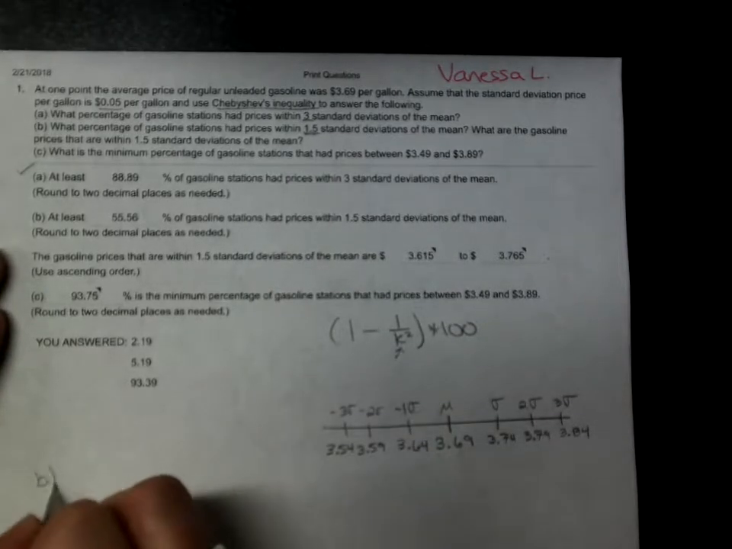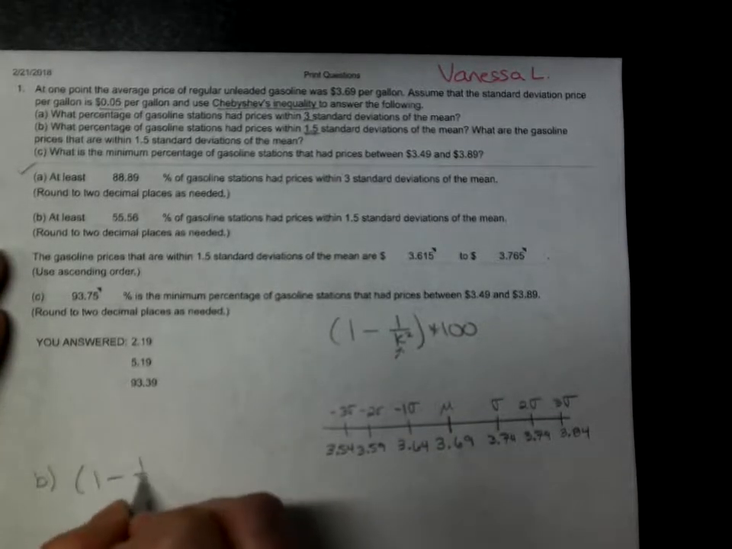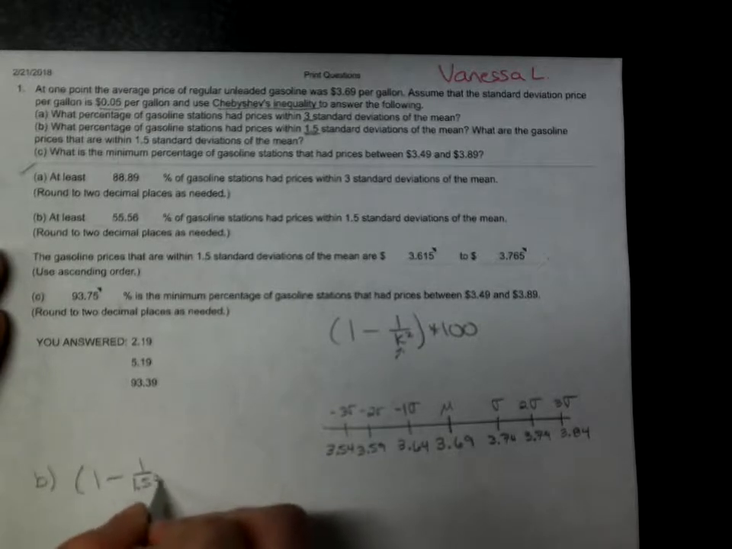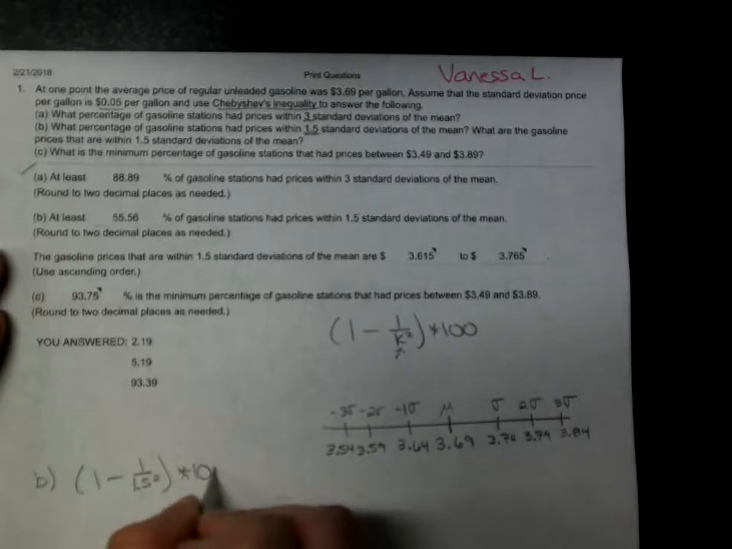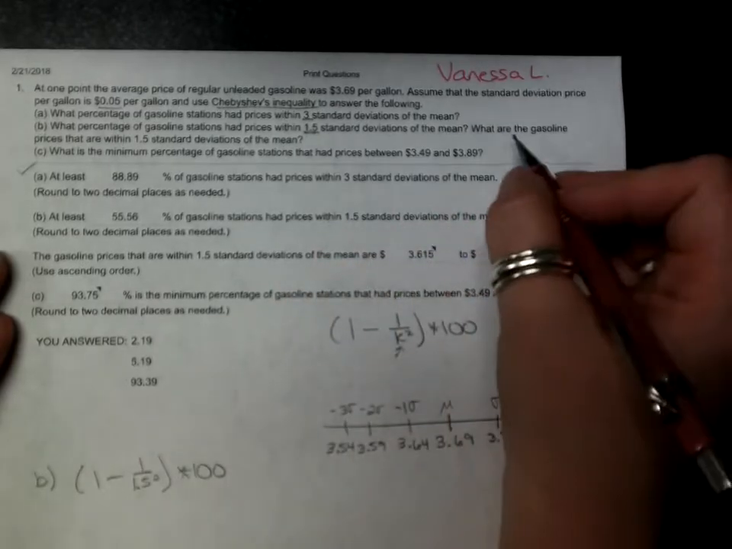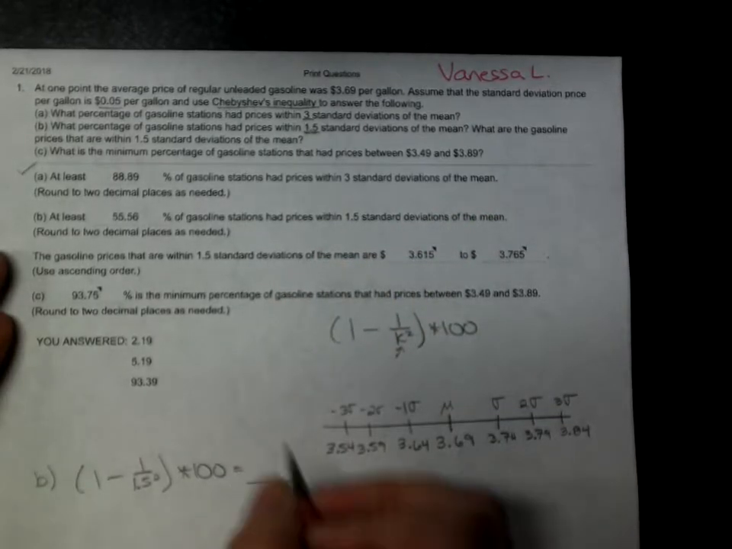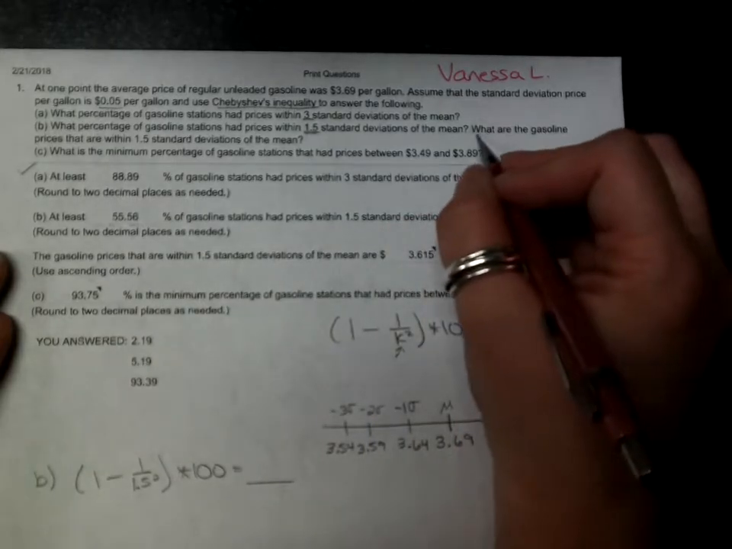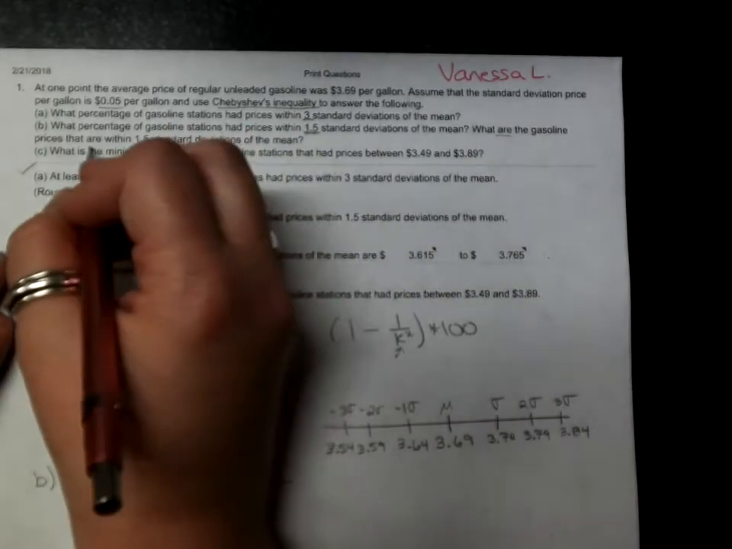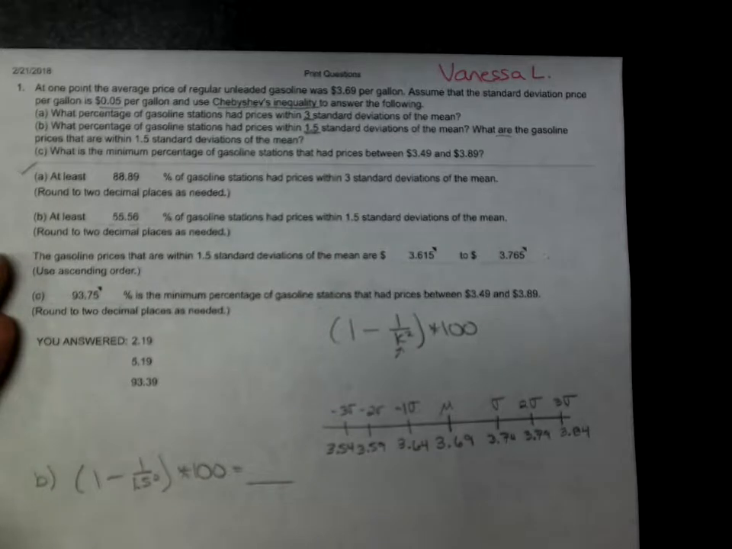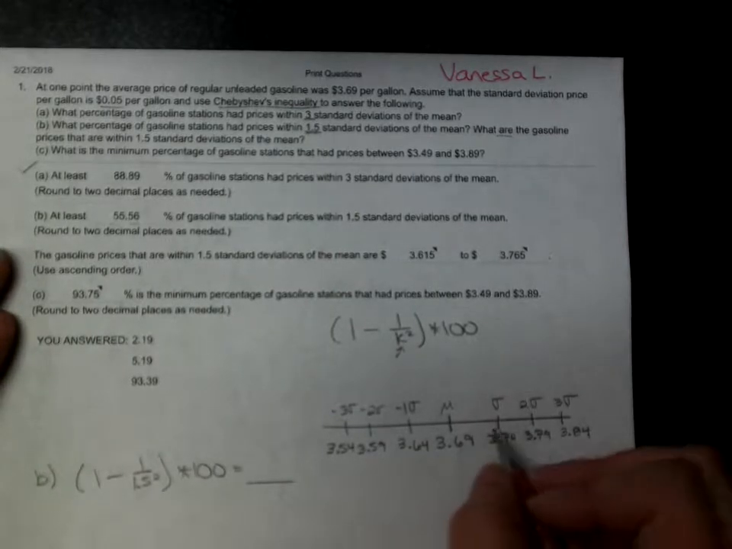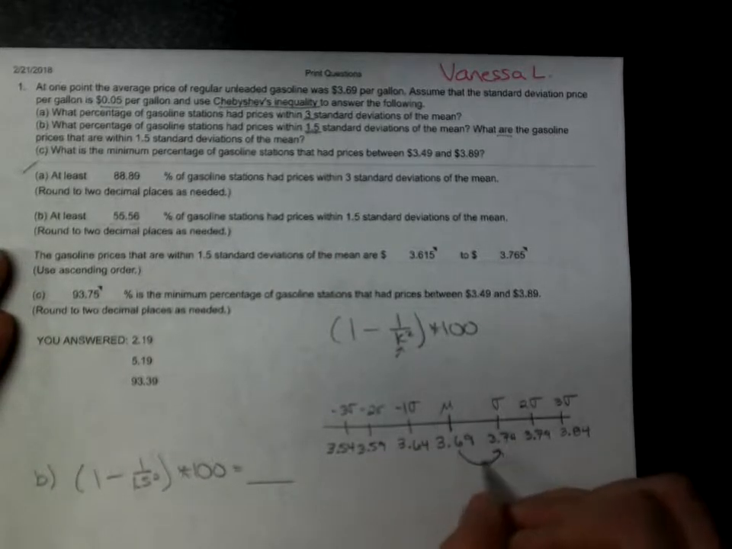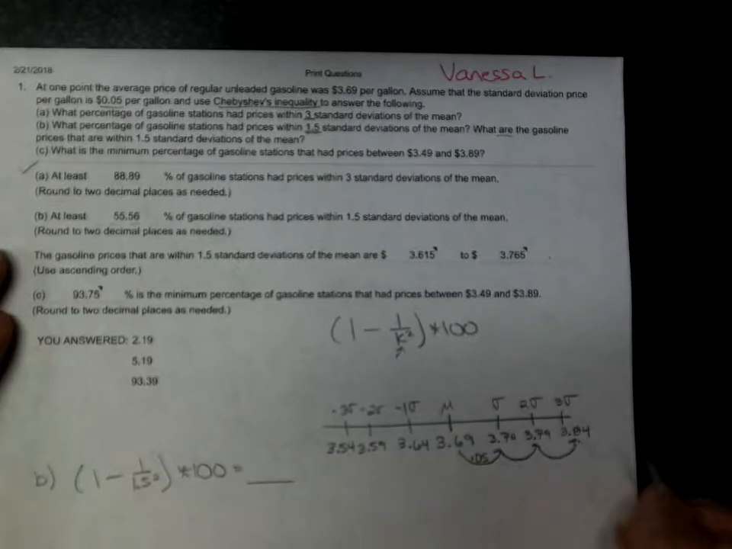So for part B, we'd plug in 1.5 and times 100. And then, whatever that works out to be, I think that's the 55.56%. The second part says, what are the gasoline prices that are within 1.5 standard deviations of the mean? So using the standard deviation of 0.05 can get us each standard deviation value.